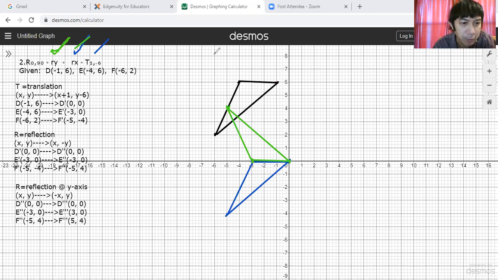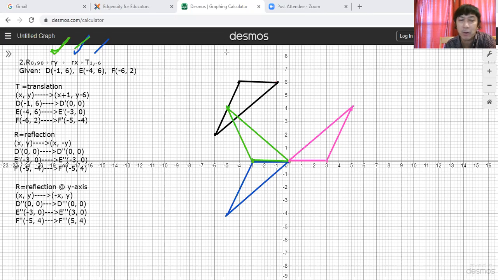All right, we will have d triple prime at the origin again. And then 3, 0. And 5, 4. So 5, 4 is over here. Okay. And we shall connect this with straight sides. All right, there. And then here. And then finally, the closing side. Okay, a little adjustment there. That's our output from the reflection about the y-axis.